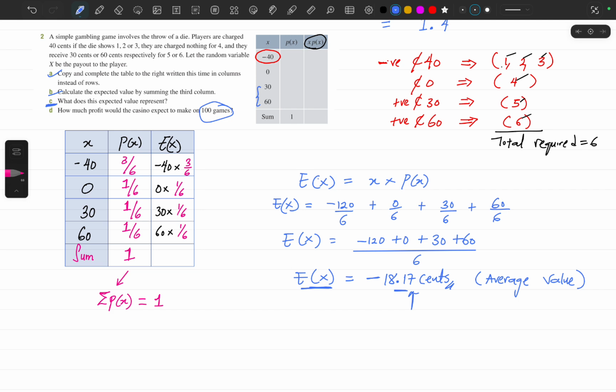In the next video, I'll be talking about some formulas that relate to expected value, and some properties of expected value. That is what we'll be discussing in the next video.